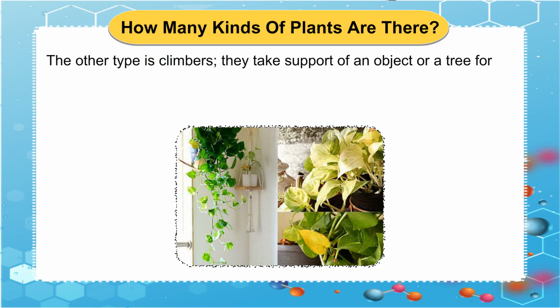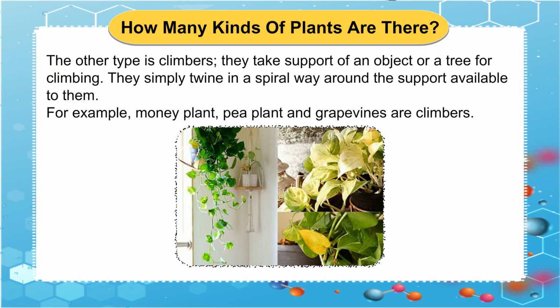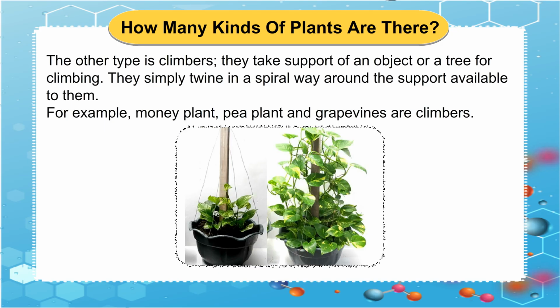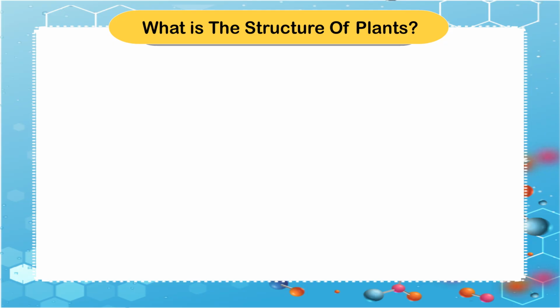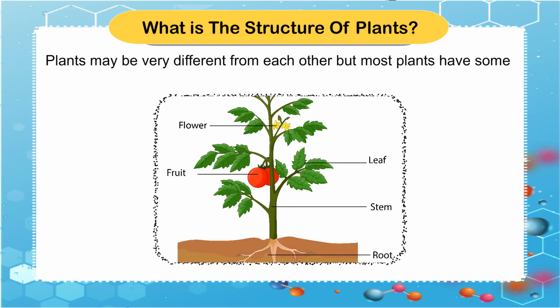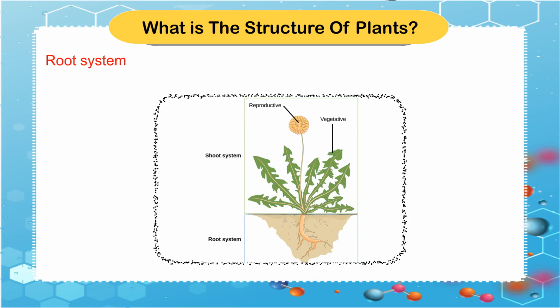What is the structure of plants? Plants may be very different from each other, but most plants have some common body parts. A typical plant body has the root system and the shoot system. Root system. It is the part of the plant that grows into the soil, away from sunlight. Shoot system. It is the part of the plant that grows above the soil, towards the sunlight. It includes the stem, branches, leaves, flowers and fruits. Let us learn about these parts in detail.